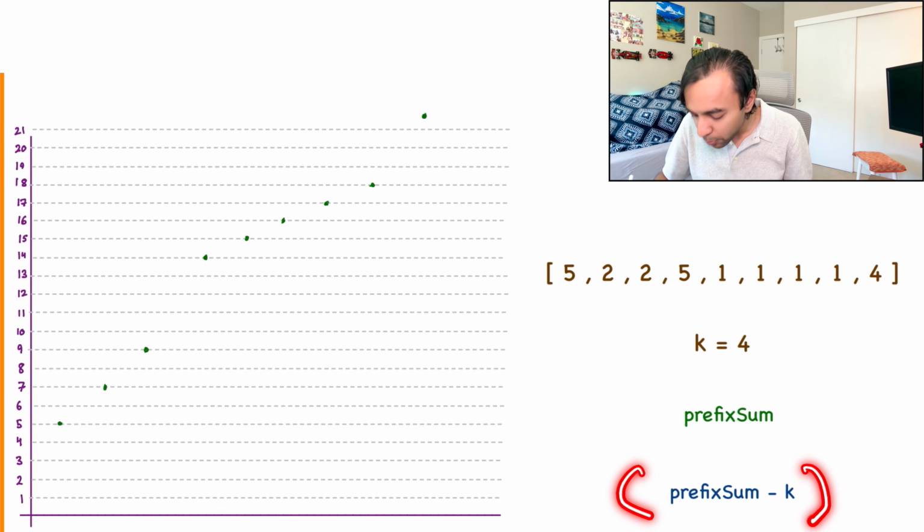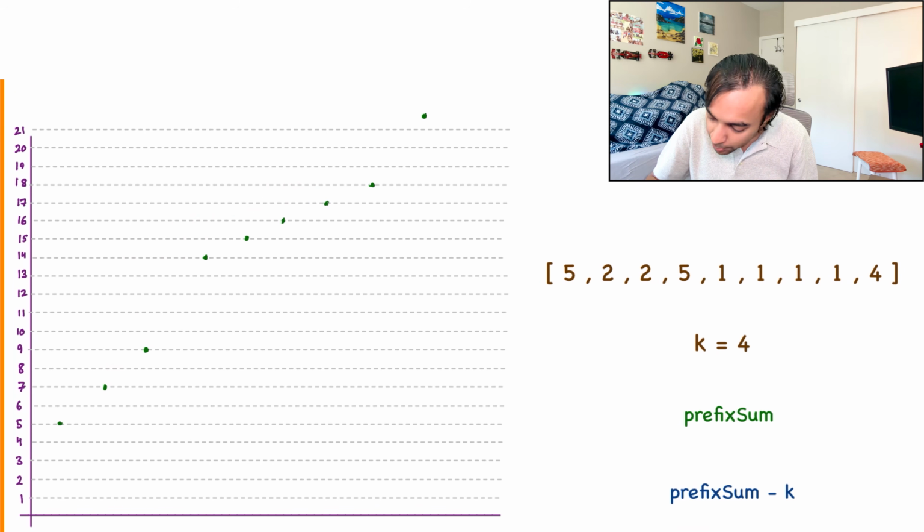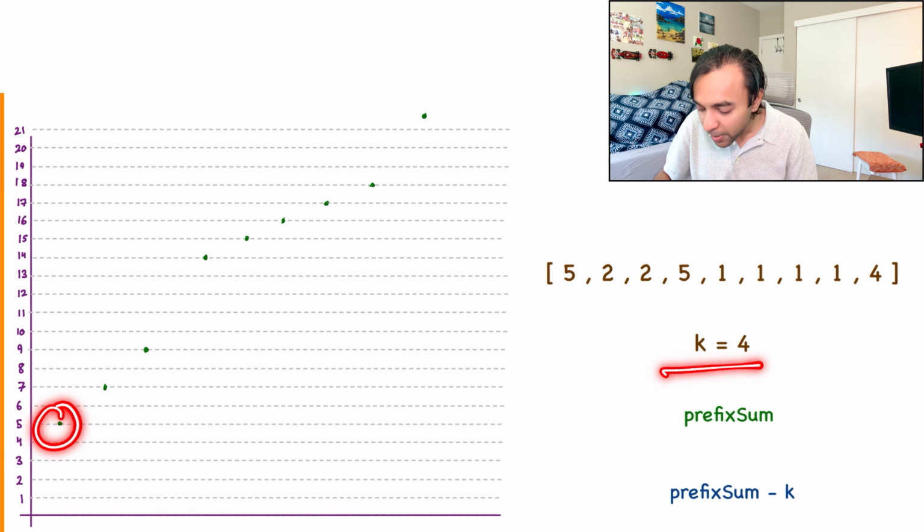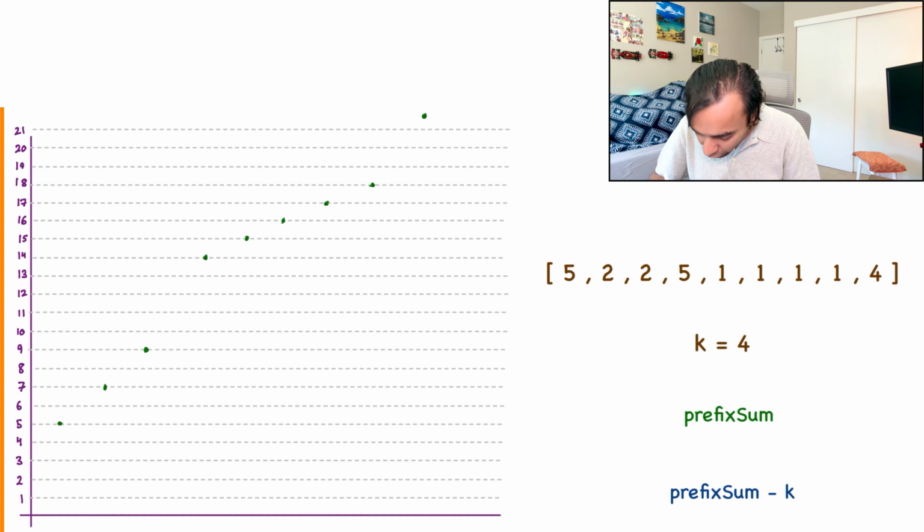Now let us try to plot this other value also, prefix sum minus k. Basically, whatever this value is, you subtract the value of k. So now what you're getting? So for the first value, 5 minus 4, and that is a 1. The next value is 7 minus 4, and that is a 3. Then you get 9 minus 4, and that is a 5. Then 14 minus 4, and then you get a 10. Then all these incremental values. And then the last value, 22 minus 4, and that is a 18.